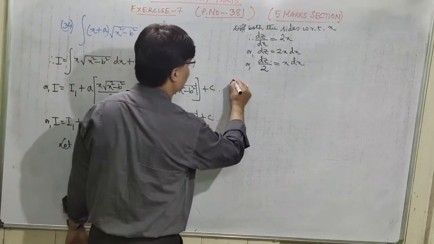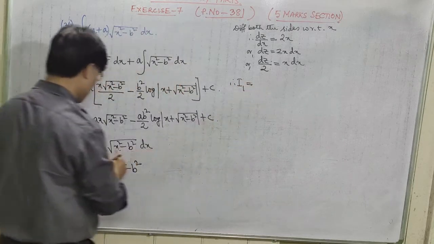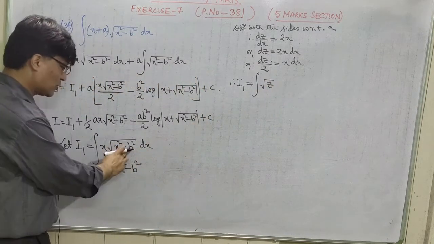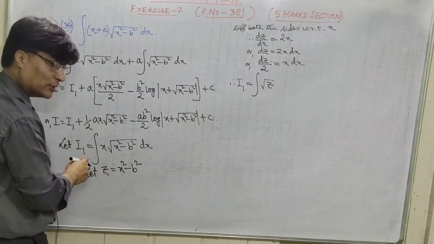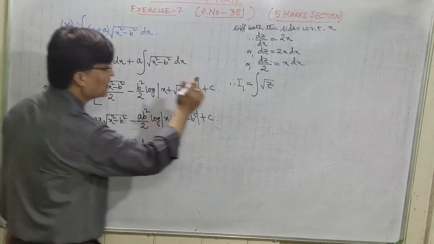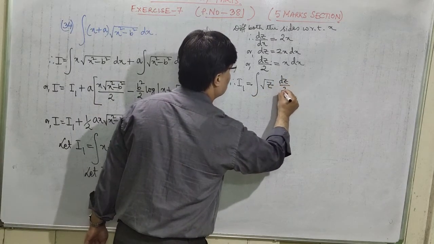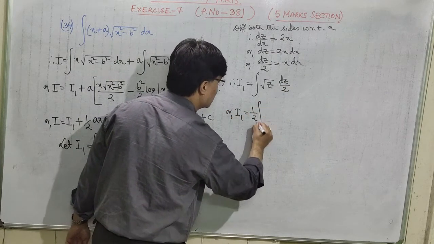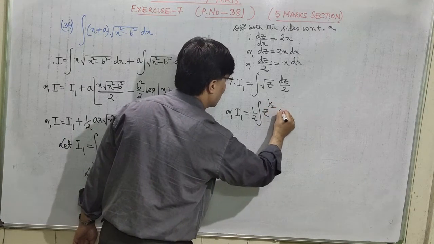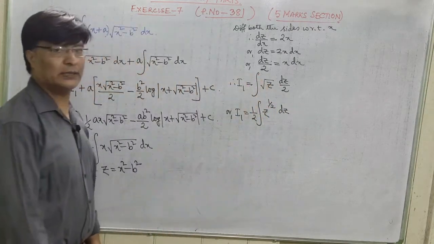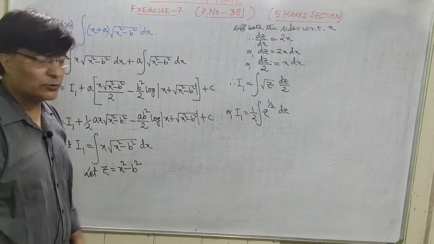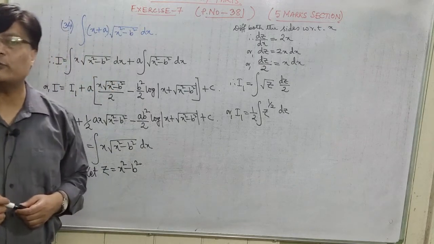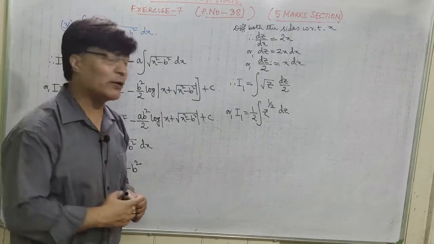So what is I1 now? I1 is equal to the integration of within square root, that is z, x square minus b square is z. So within the square root there is z. And what about this x dx? It is dz by 2. Or I1 is equal to half integration of z to the power half dz. Understood? So next, what will you do? This is of the form x to the power n. What is the integration of x to the power n with respect to x? It is x to the power n plus 1 divided by n plus 1.